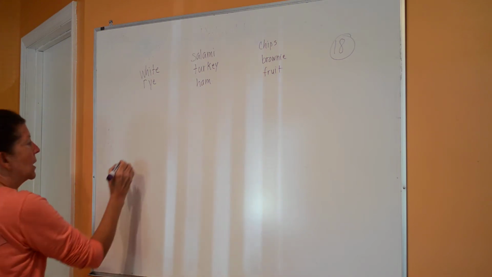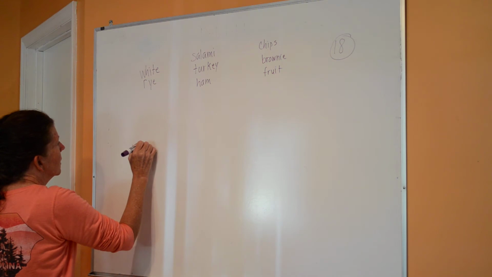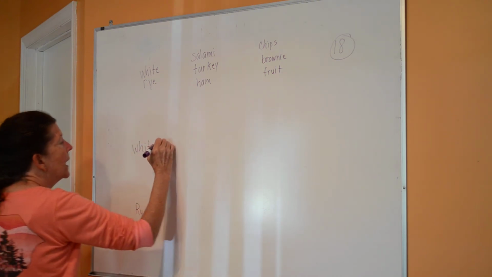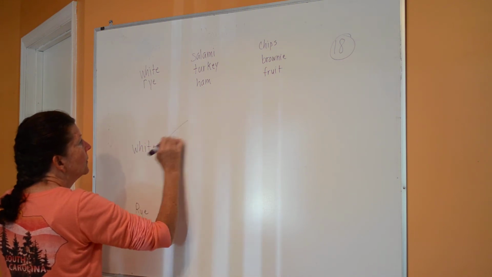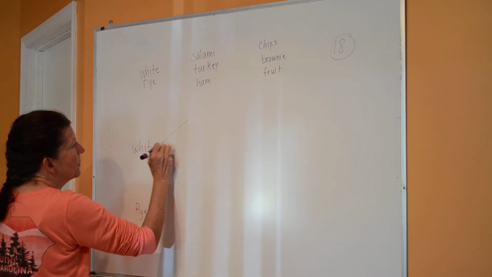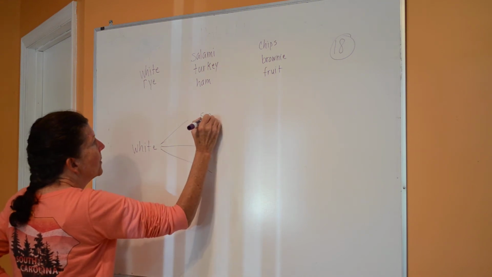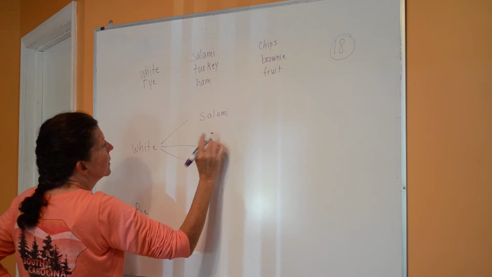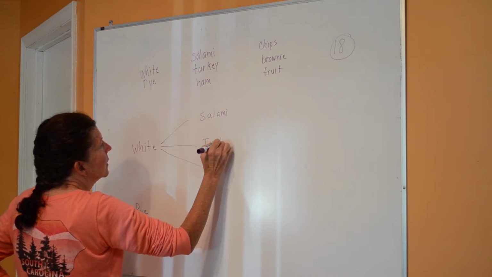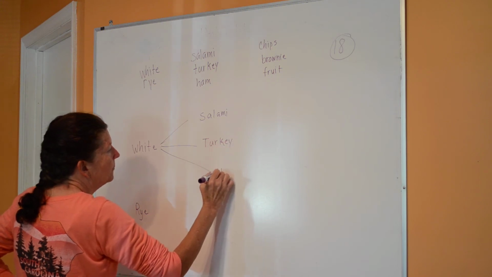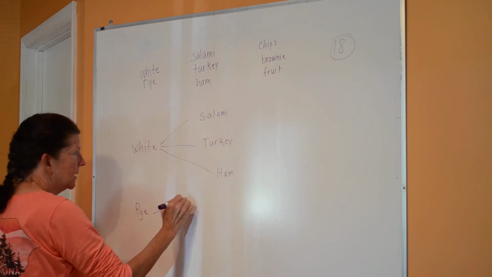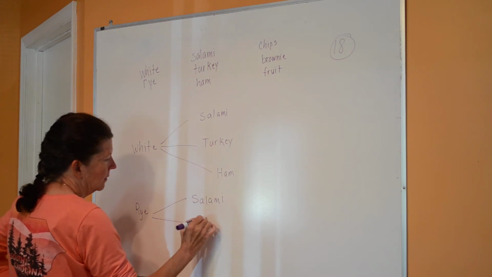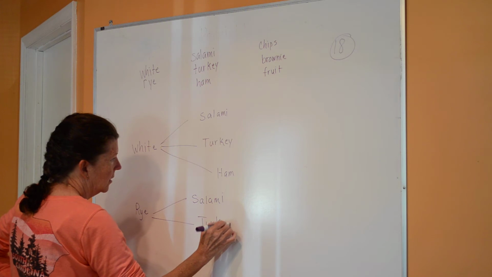I'm going to do mine up here while you're doing that. My first choice is white or rye. Then I'm going to choose one of those 3. I better spread them out so I have room. So salami, turkey, and ham. Same choice here, salami, turkey, and ham.